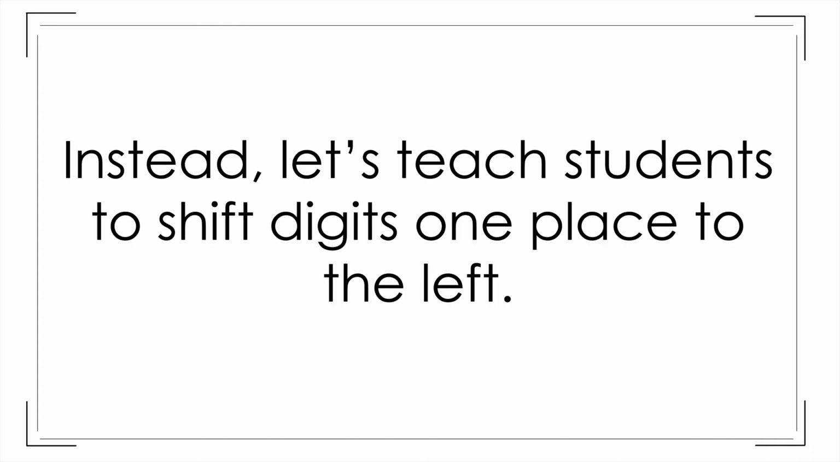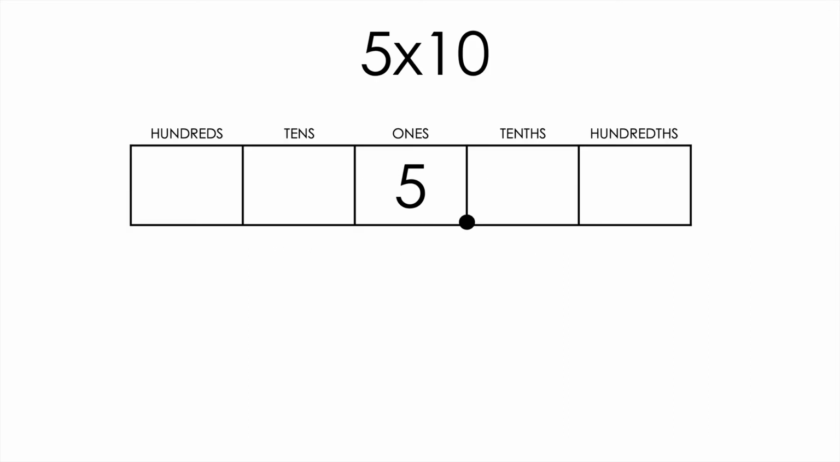Instead of just adding a zero, let's teach students to shift the digits one place to the left when multiplying by 10. Let's see how this works with 5 times 10. We can shift the digits one place to the left, and then we add a zero as a placeholder in that empty space. This gives us 50.